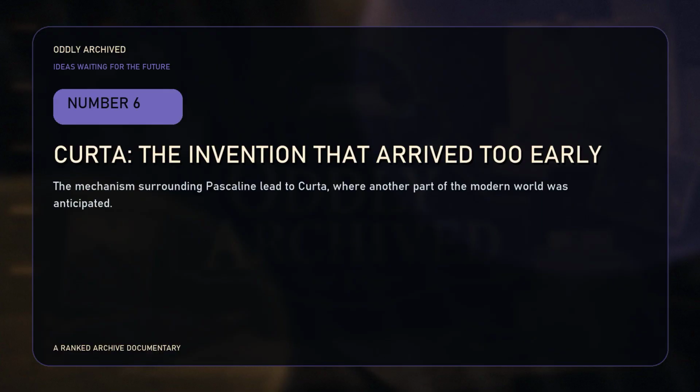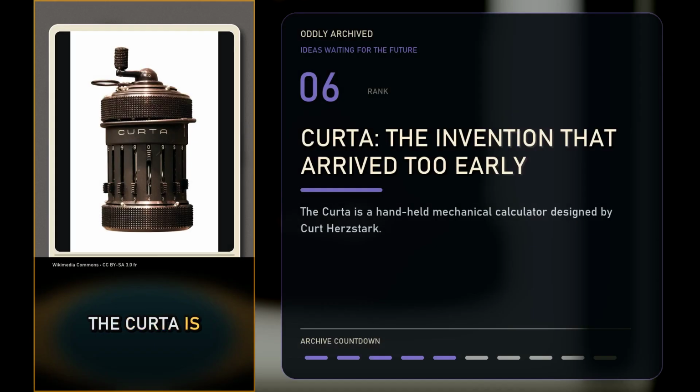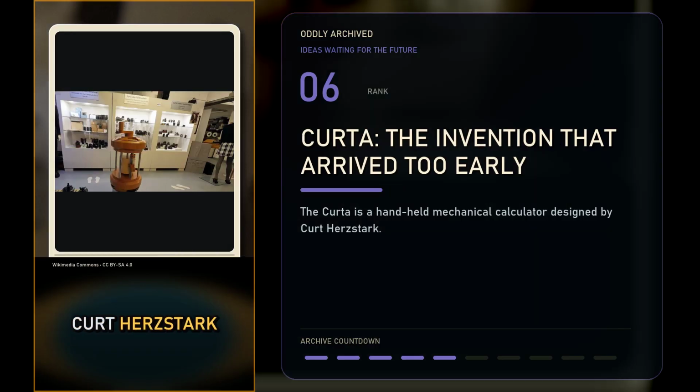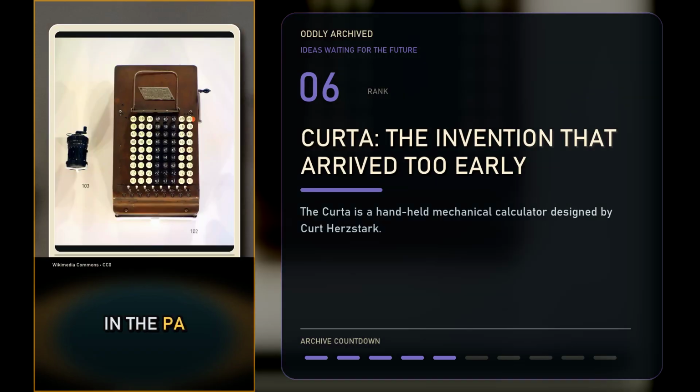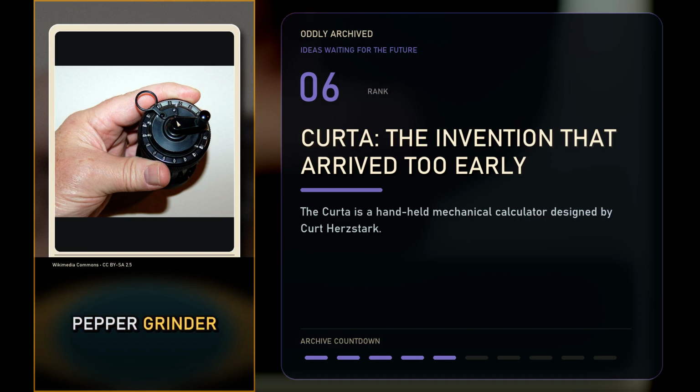At number 6, the Curta, the invention that arrived too early. The Curta is a handheld mechanical calculator designed by Curt Herzstark. It is known for its extremely compact design, a small cylinder that fits in the palm of the hand. It was affectionately known as the pepper grinder, or pepper mill, due to its shape and means of operation.